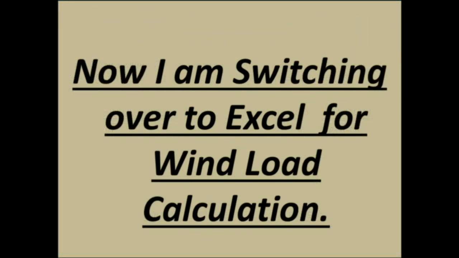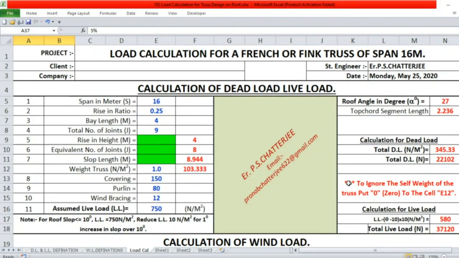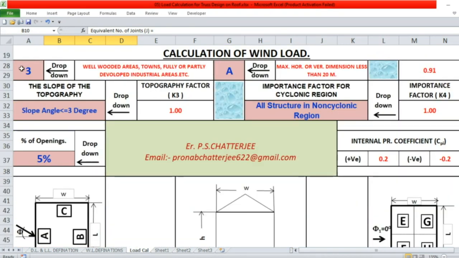Now I am switching over to Excel for further wind load calculation. This is our load calculation spreadsheet. The span of the truss 16 meter, rise ratio 0.25, bay length 4 meter, total number of joints 9, rise height 4 meter, equivalent number of joints 9 minus 1 that is 8, slope length 8.944.